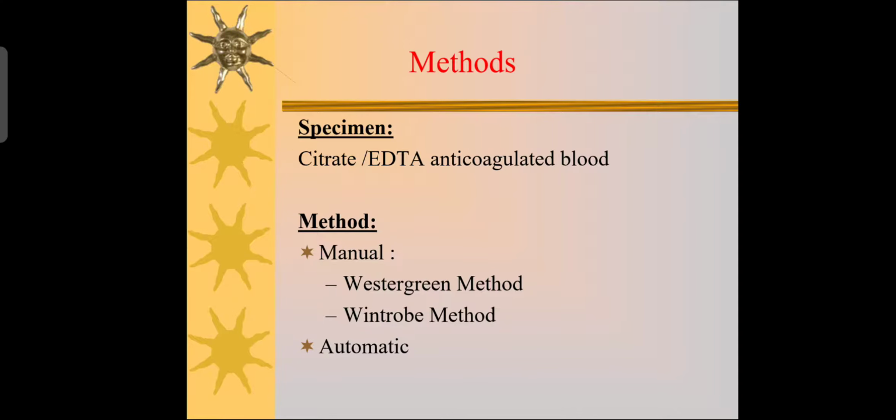Methods by which ESR is measured. Citrated or EDTA anticoagulated blood is used. Mostly Westergren's method is used. Wintrobe's method is another way by which you can measure the ESR. Second is the automatic method.